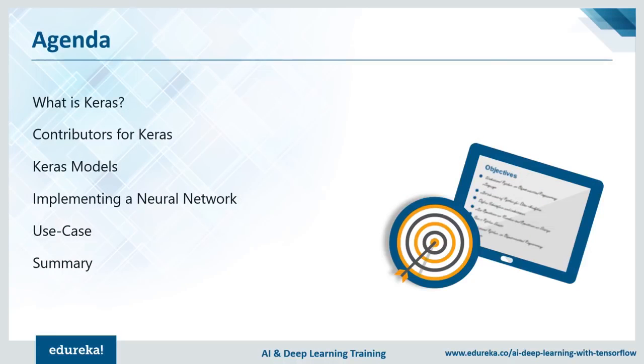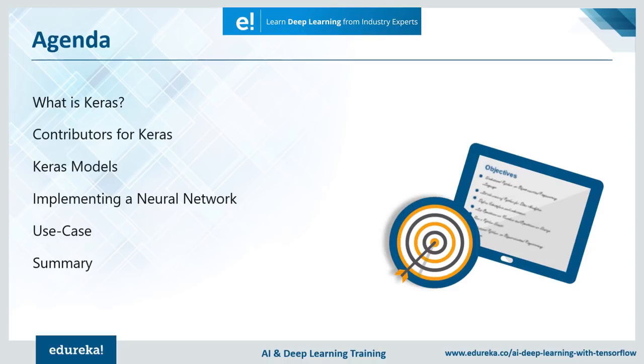Well guys, let's start out by checking out what Keras actually is. Then I'm sure you guys are really curious about the contributors who make Keras what it is. Followed by that, we can check out the models offered by Keras. And once we have understood these models, we'll check out the steps needed to implement a neural network. Lastly, we'll be checking out a very interesting use case and we can summarize the entire thing later on.